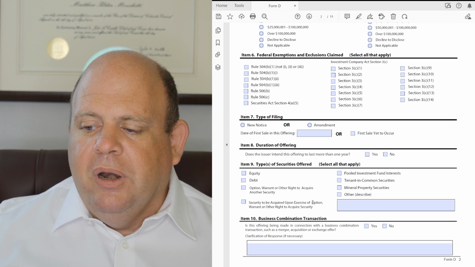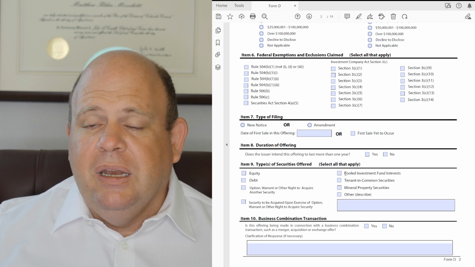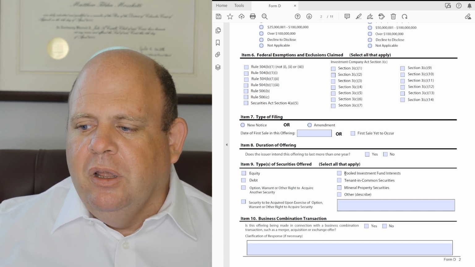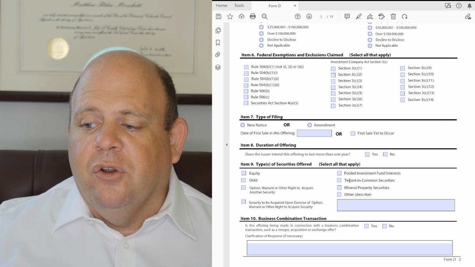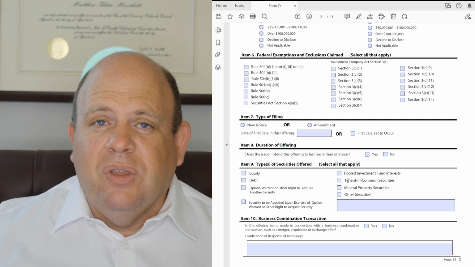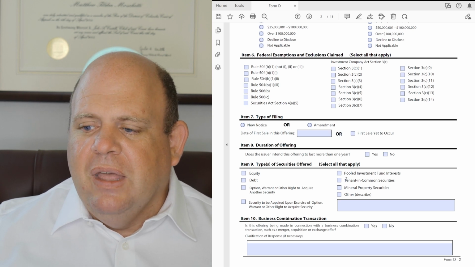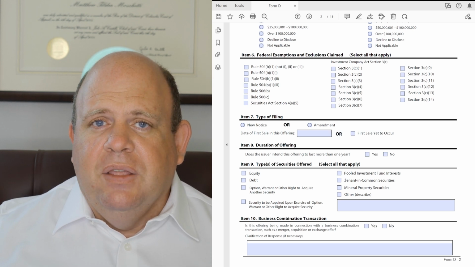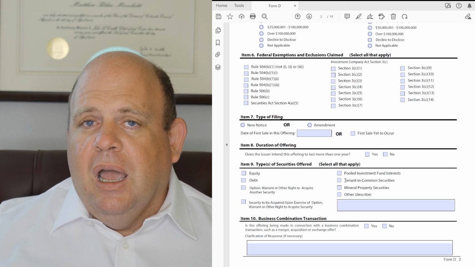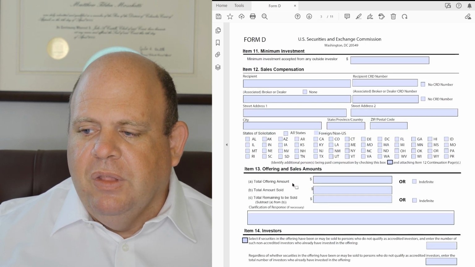Security to be acquired upon exercise of the option, again, is not generally used by any of my clients, or it's probably not used by you, nor are pooled investment fund interests, mineral property securities, or an other. Tenant in common securities, I suppose, could be slightly of use. Generally, that's not used except in the rare instance where I have a 1031 exchange being done. I might be doing tenant in common security in that context.